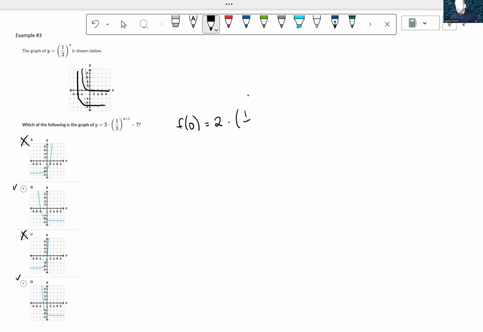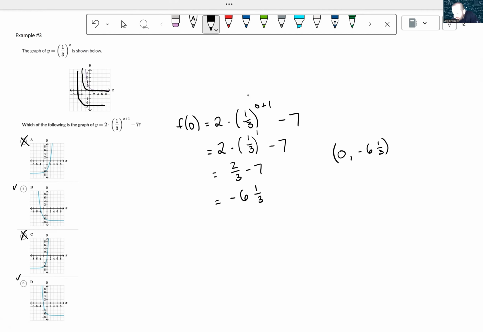So we get 2 times 1/3 to the 0 plus 1, minus 7. And so that's 2 times 1/3 to the 1, which is just 1/3, minus 7. 2/3 minus 7. That's going to give us a little bit more than -7. So that's going to be -6 and 1/3. That's kind of a strange point to find on the graph, but you can estimate that point, (0, -6 and 1/3). Looks like B and D have the same y-intercept at (0, -6 and 1/3).